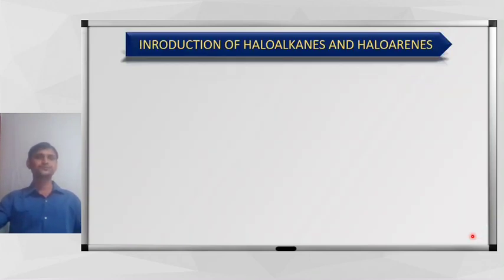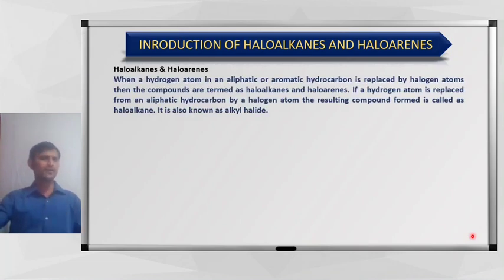Now see, the introduction of haloalkanes and haloarenes. What are haloalkanes and haloarenes? When the hydrogen atom in aliphatic or aromatic hydrocarbons is replaced or substituted by a halogen atom, the corresponding compound is called a haloalkane or haloarene. If the hydrogen atom is replaced in an aliphatic compound, the resultant species is called a haloalkane, and it is also called an alkyl halide.